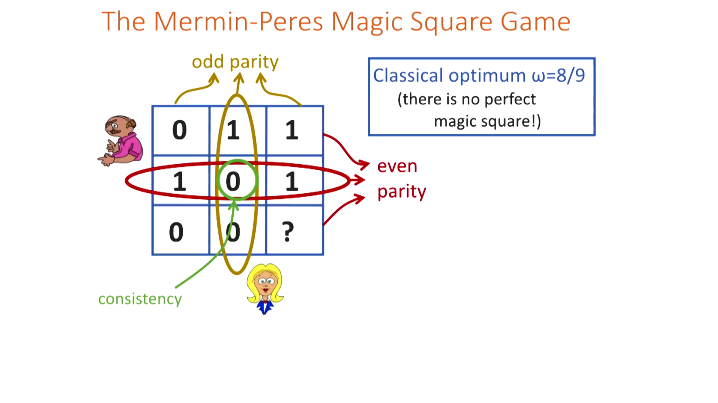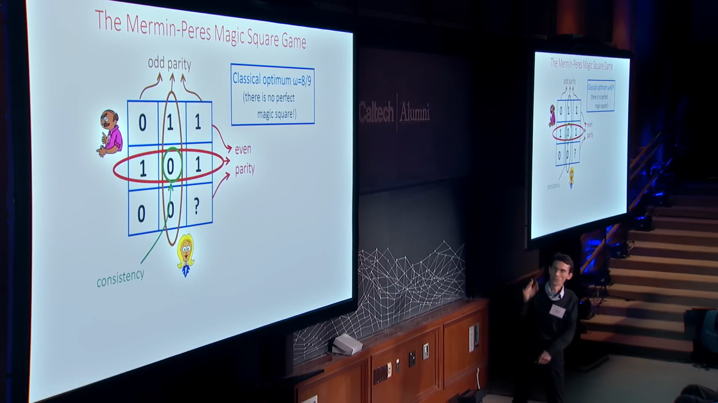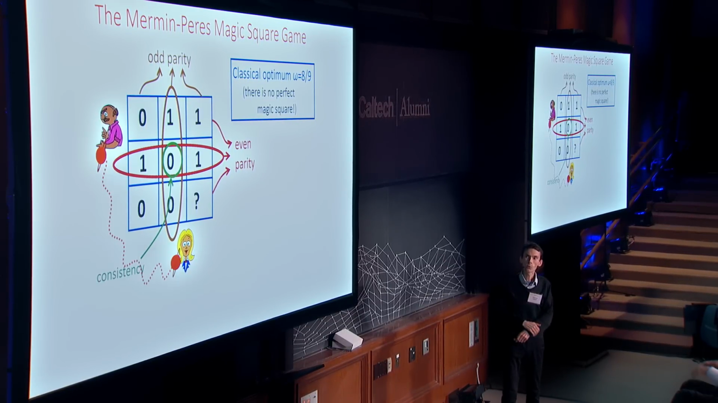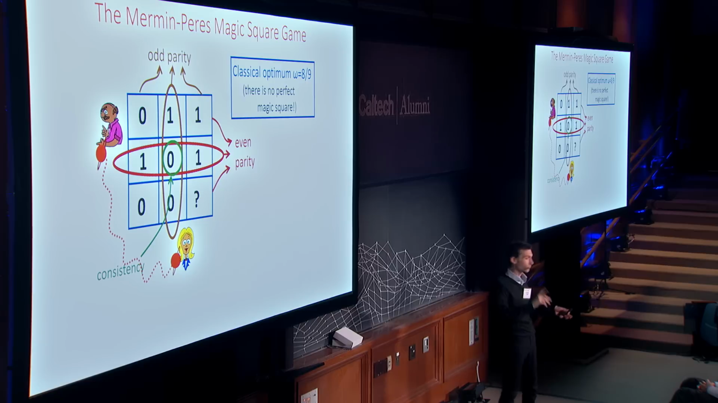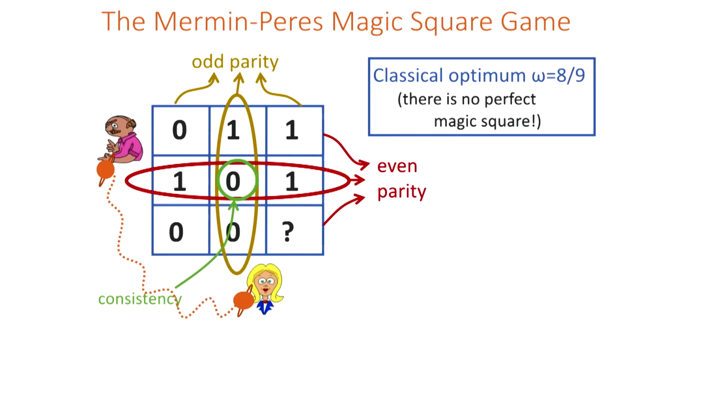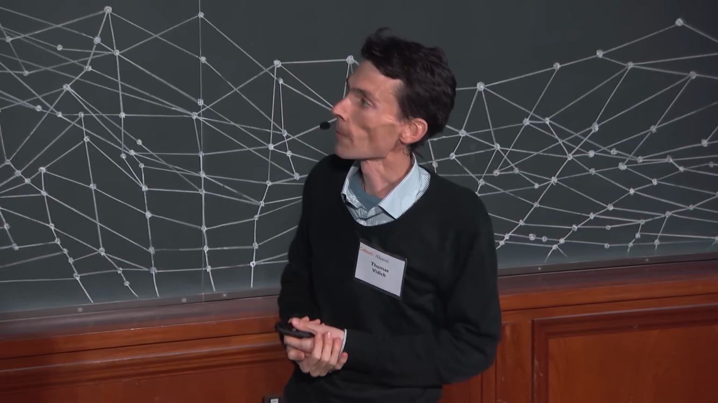So fine, the best success probability is 8 out of 9, because there are 9 questions, 3 rows and 3 columns. Now here's what Mermin-Peres observed: you don't change the rules, but you allow Alice and Bob to be quantum mechanical. Before, I allowed them to meet and agree on the strategy, right? When they meet, they can prepare photons, and Bob leaves with his photon, Alice keeps hers. There's no way I can detect that. She's just putting a photon in her pocket.